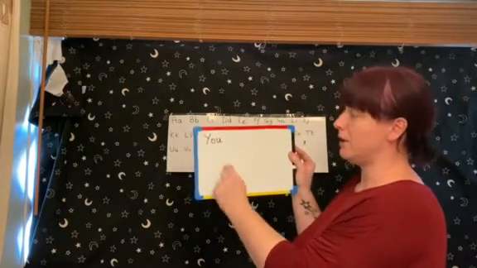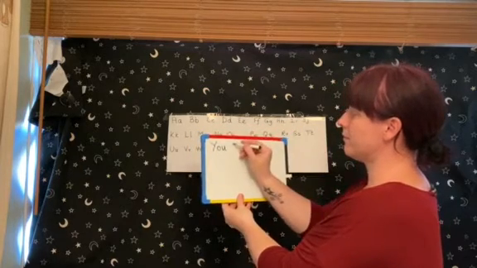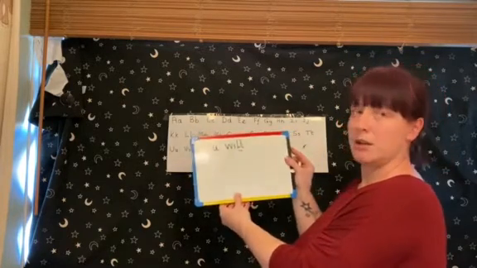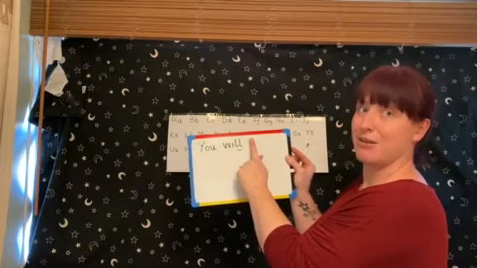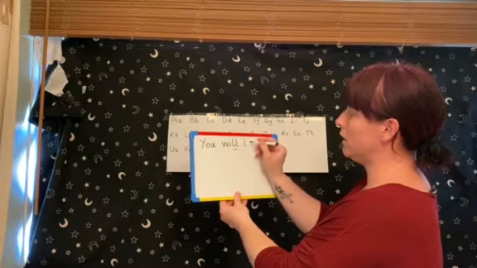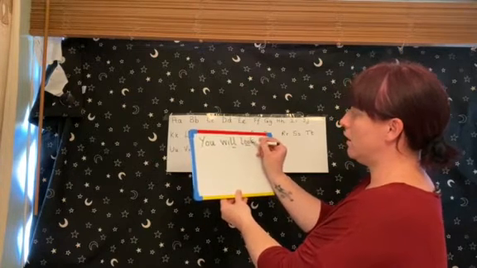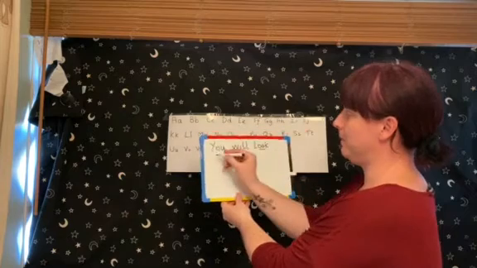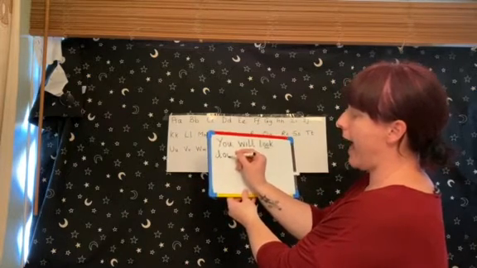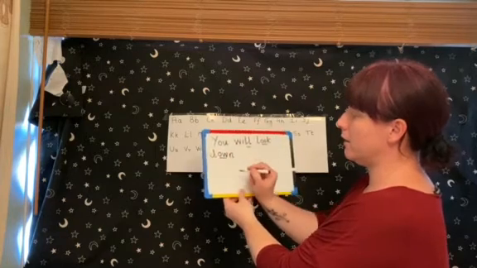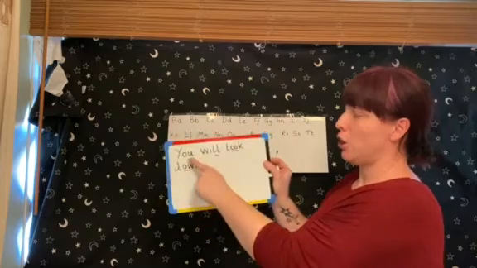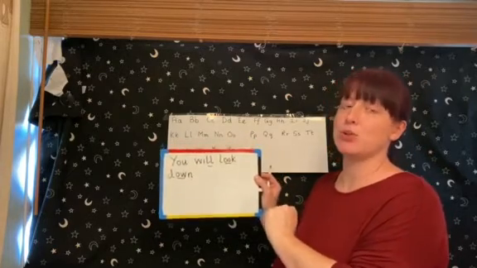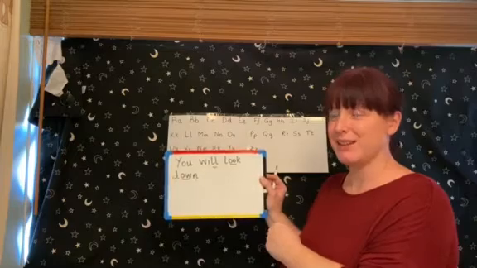You, tricky word, finger space, w-i-l-l, you will, finger space, l-o-o-k, look, you will look down. D-o-w-n. Oh, full stop at the end. You will look down. How did you get on? Brilliant. Good job. Doesn't matter if some of yours looks a little bit different to mine, because you can change it. Okay? Here comes your next sentence.